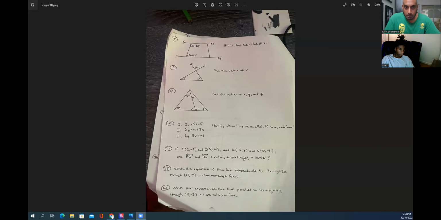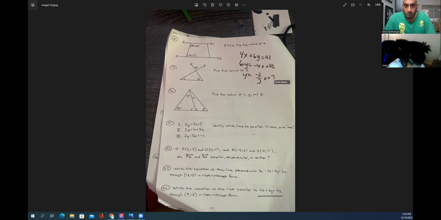Okay, I'm going to do it right here. Annotate. We're going to solve this for y, up here. 4x plus 6y equals 42. We want to solve this for y. So we get 6y equals negative 4x, and the slope is negative 2 over 3. If we divide everything by 6, that's how you get the negative 2 over 3 here, plus 7. So now we know the slope, right?